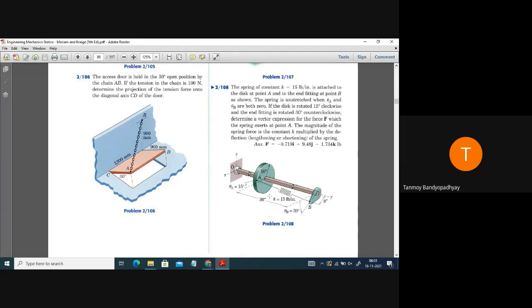So this is a door actually. It is held at 30 degrees in the open position by a chain AB. If the tension in the chain is given to be 100 Newton, we have to determine the projection of the tension force on the diagonal axis CD of the door. So you can see that there is a CD thing. On CD you have to find out the projection of the force.